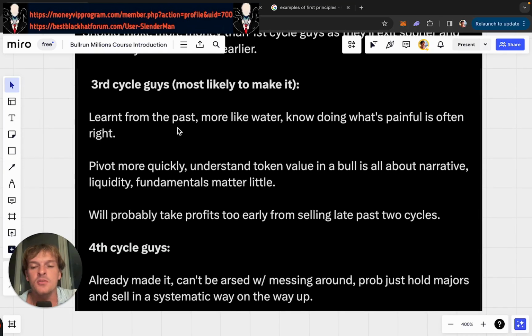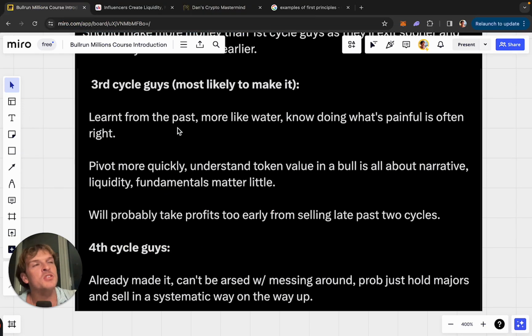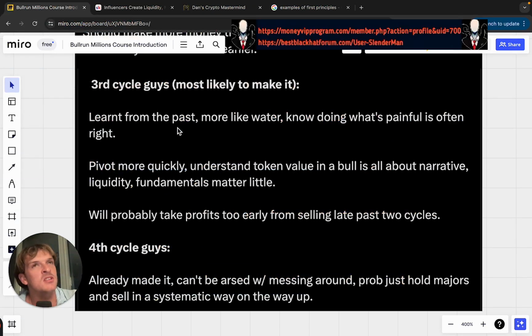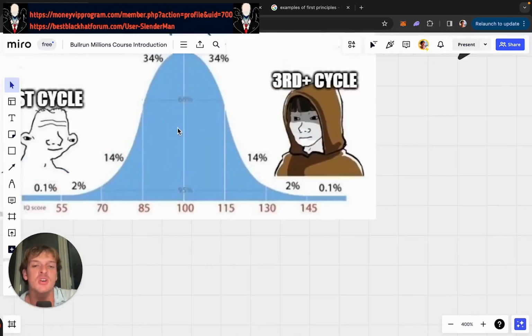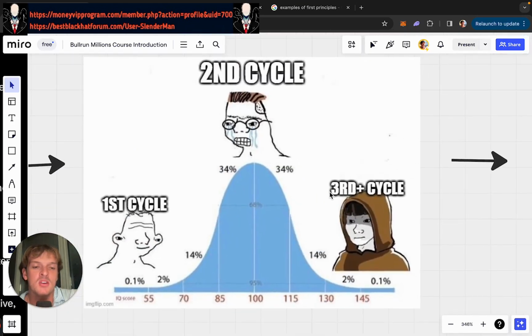So you've learned from the past. You understand that when you had your first cycle, you messed up because of these reasons. And in your second cycle, you messed up for a different set of reasons. And you understand that you have to avoid both what you did in the first cycle and the second cycle. And you can do a blend of strategies, because when you're in your third cycle, you know what you're doing. You need to be a blend of being smart and being dumb, right?